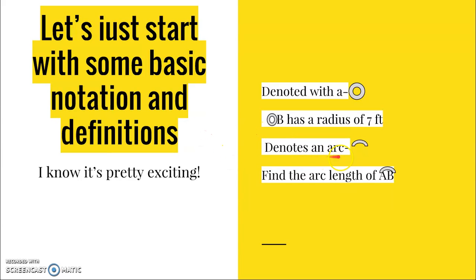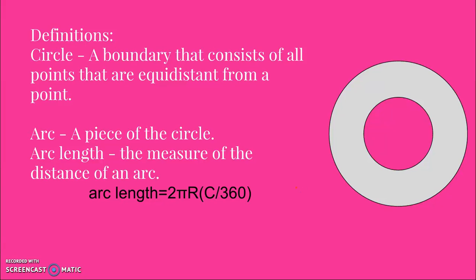And then we're also going to be talking about the arc, and we'll go into what an arc is here in a minute. But this is how we signify an arc. Instead of just a line where we put a line over it, we go ahead and put an arc. So "find the length of arc AB" is how that would be read.